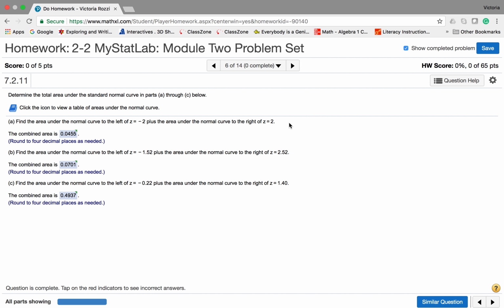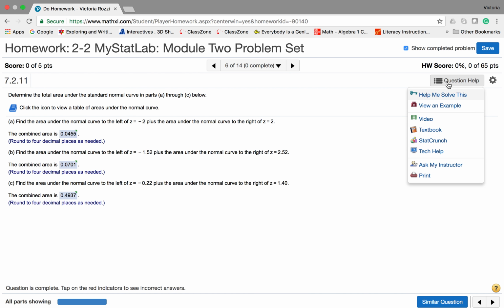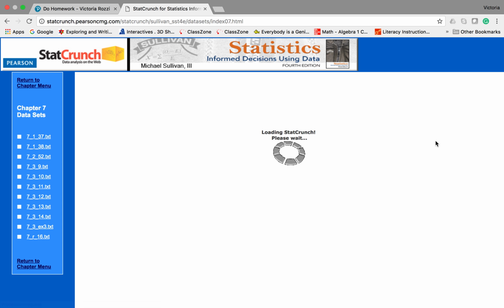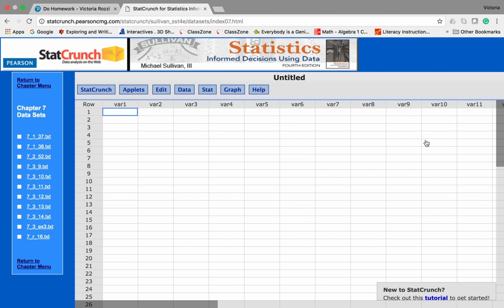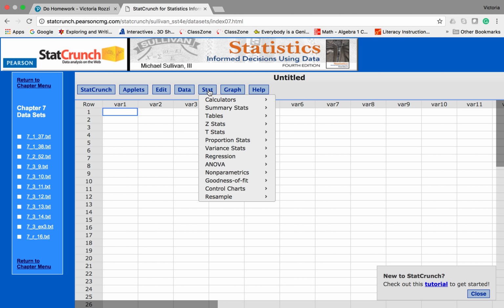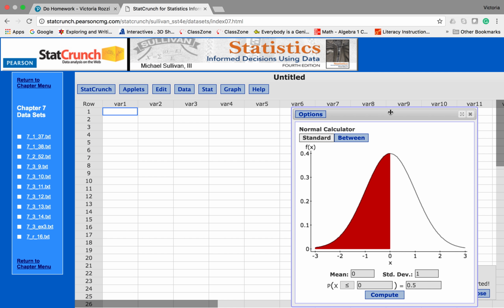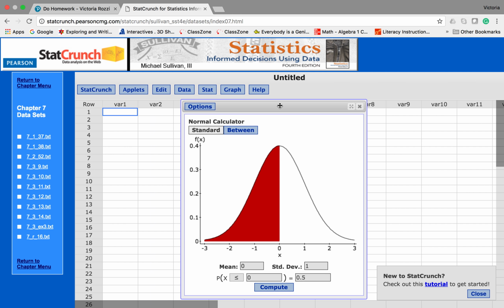To get to StatCrunch, we're going to go to Question Help, StatCrunch, and where we find our normal calculator is we go to Stat, then Calculators, and then Normal. And here's our lovely normal curve. See how it's beautiful and symmetric? It's the same on one side as it is on the other. So the area to the left of -2 is going to be the same as the area to the right of +2.